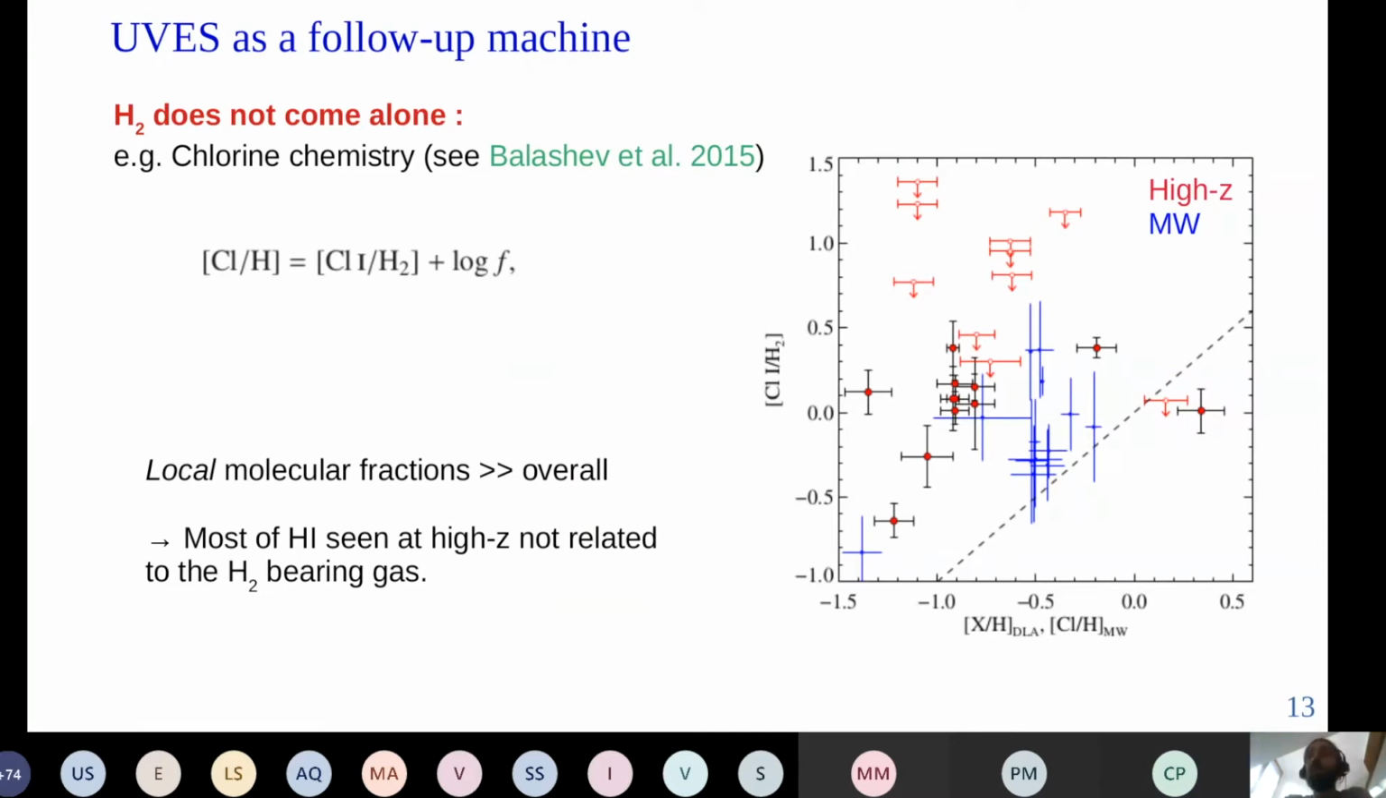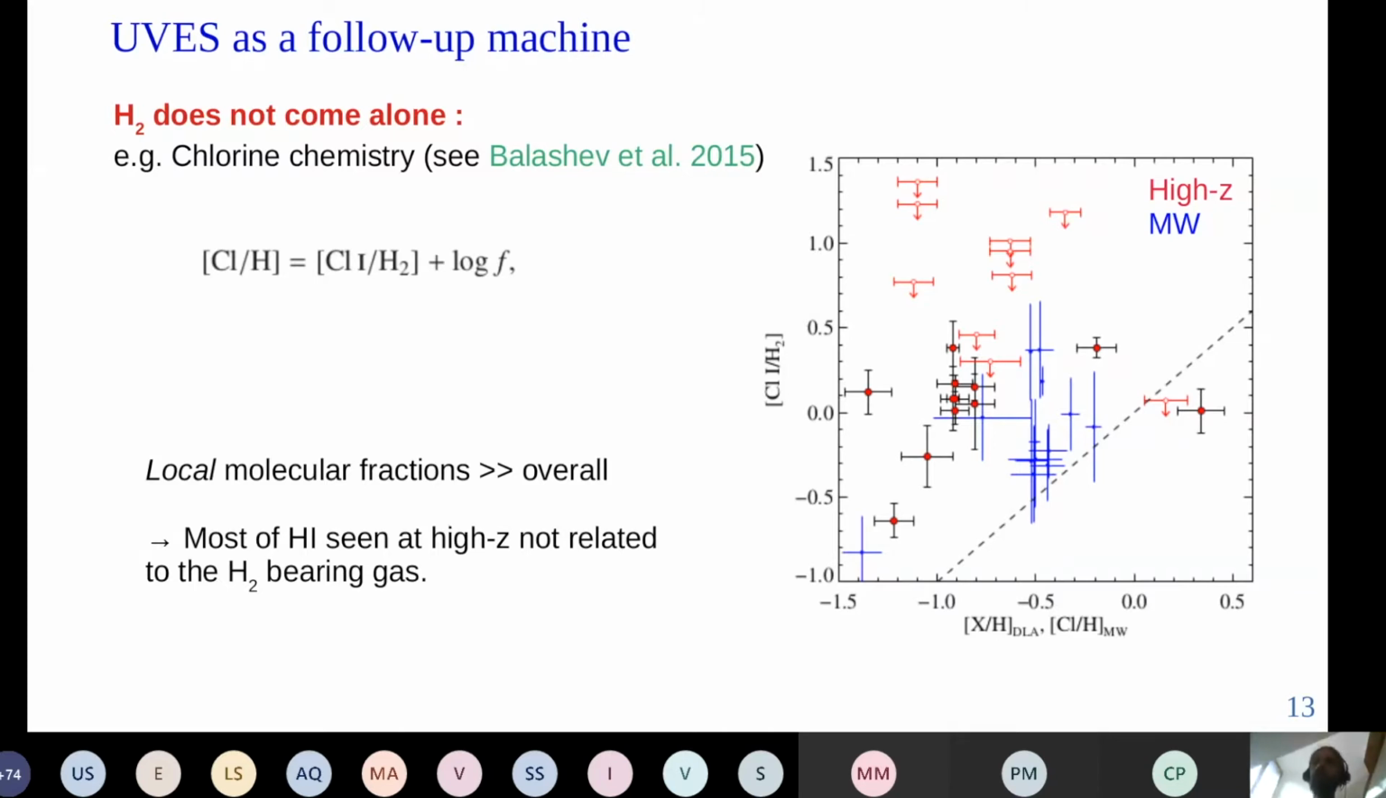So H2 does not come alone. If we want to probe the physical conditions in the gas and the chemistry, there are other species that come along with H2, like chlorine. And chlorine is very interesting because it tends to get completely neutral as soon as you have a little bit of H2 in the gas, thanks to very efficient chemical reactions.